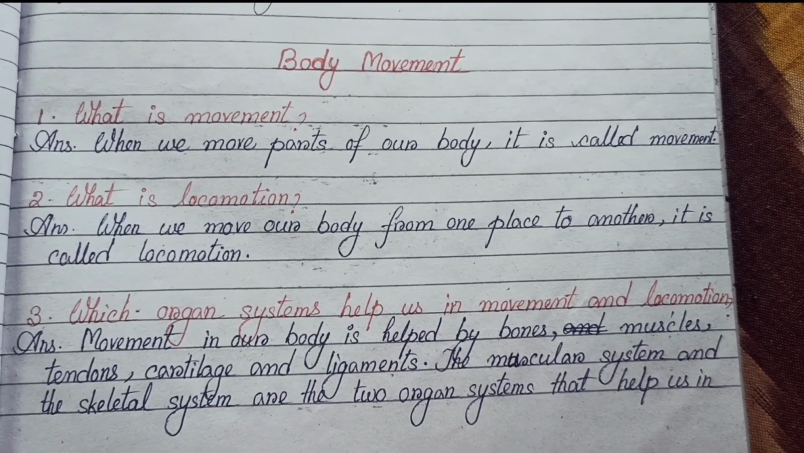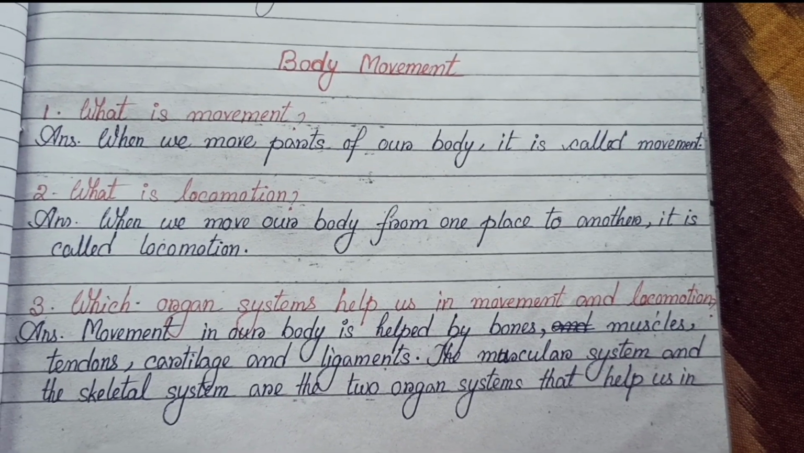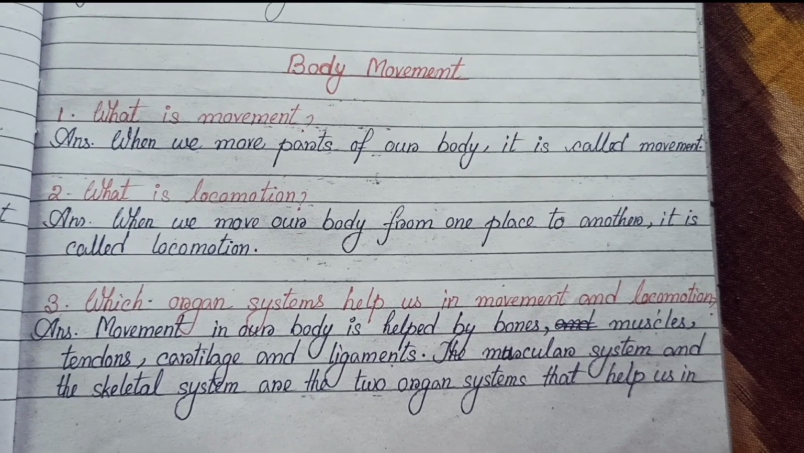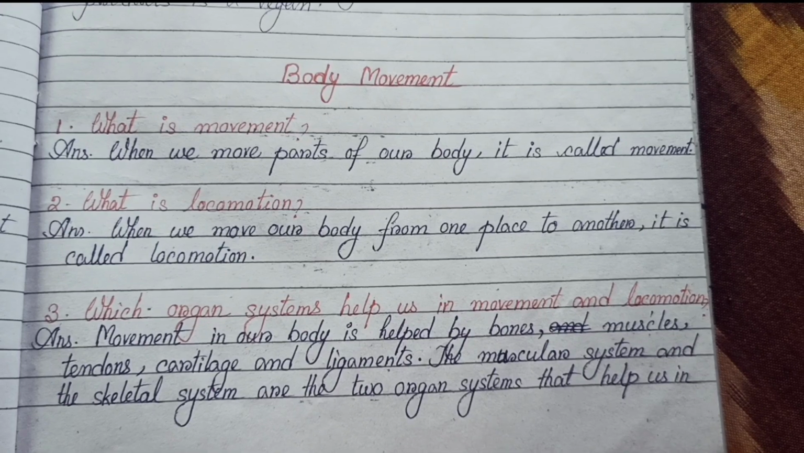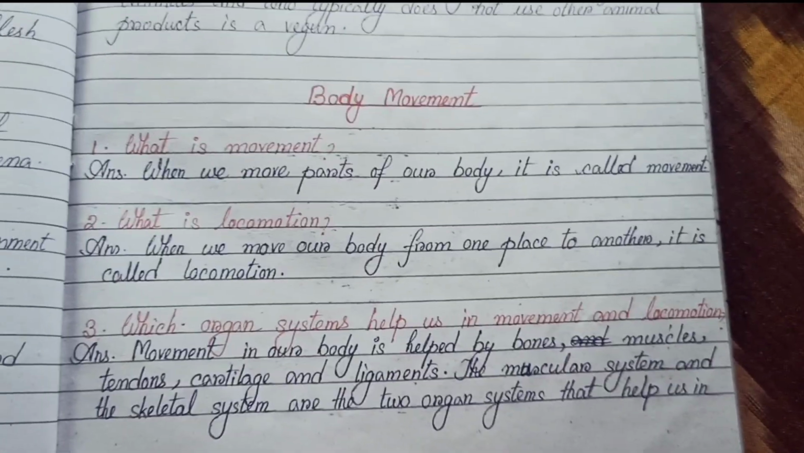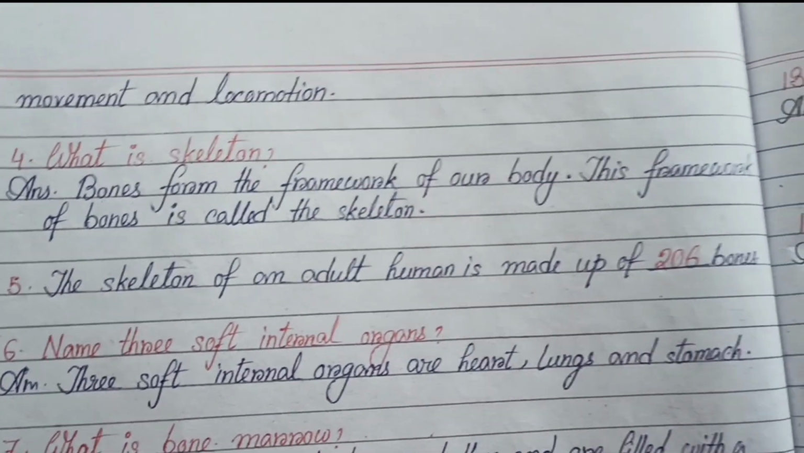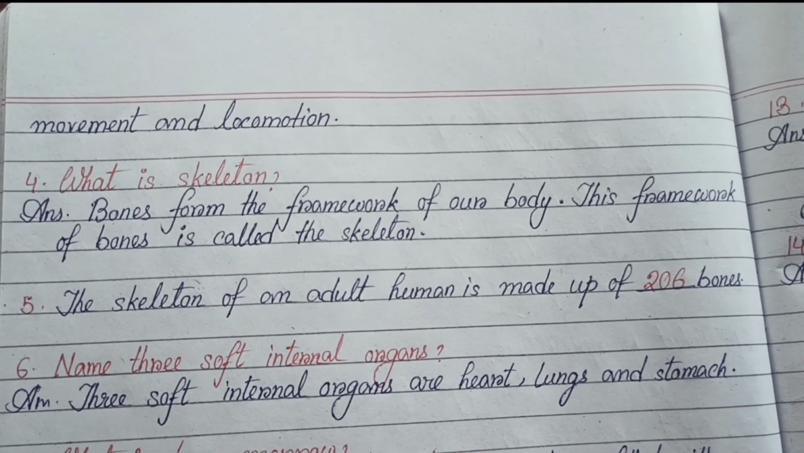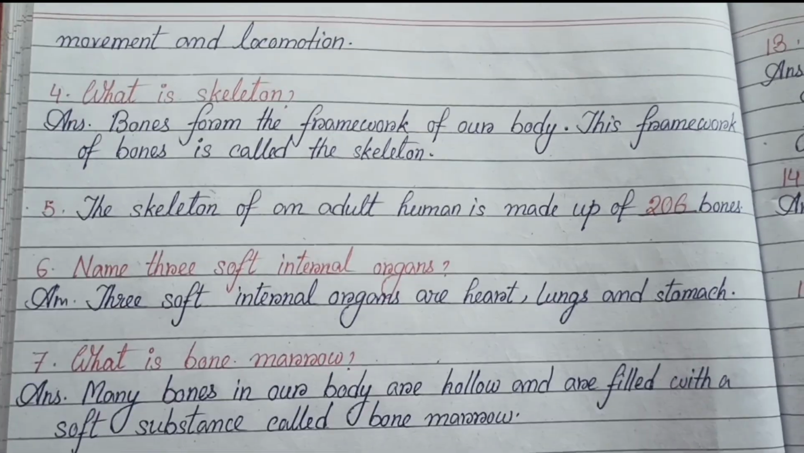Number 3, which organ systems help us in movement and locomotion? Movement in our body is helped by bones, muscles, tendons, cartilage, and ligaments. The muscular system and the skeletal system are the two organ systems that help us in movement and locomotion. Number 4, what is skeleton? Bones form the framework of our body. This framework of bones is called the skeleton.